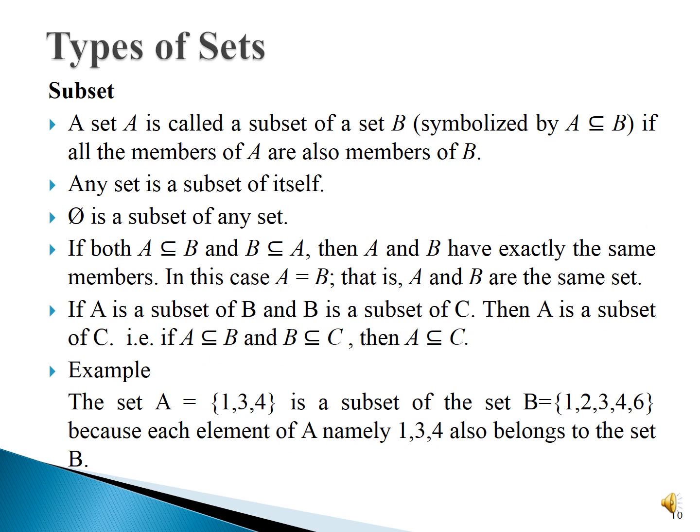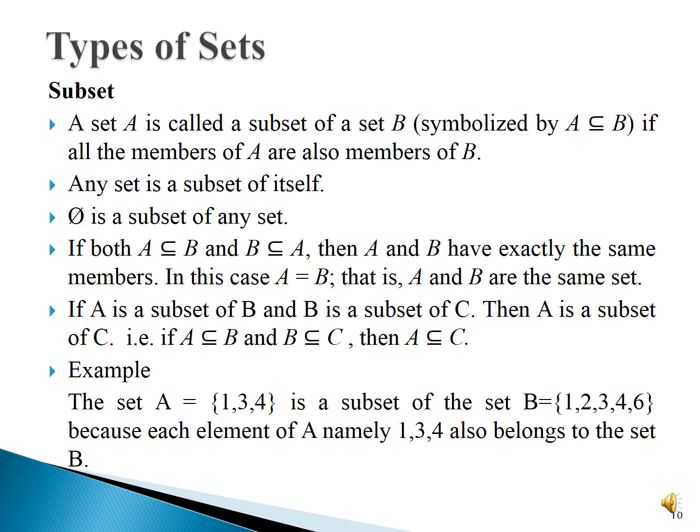Our next topic is types of sets. The first type is subset. A set A is called a subset of a set B if all the members of A are also members of B. And the symbol is A ⊆ B. It is symbolized in this form. And also we should remember that any set is a subset of itself. And also phi is a subset of any set. Phi is an empty set or the null set. It is always a subset of any set.